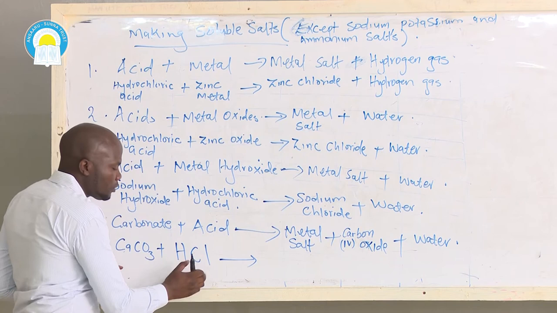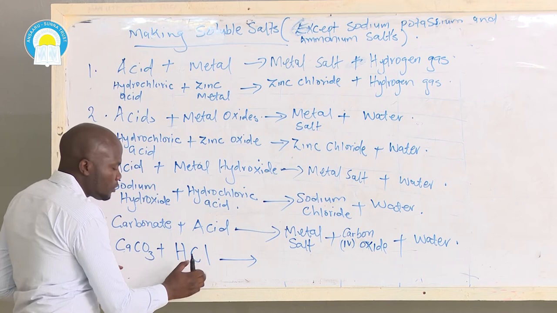So I think that is what we can say for today. Tomorrow, when we meet, we will be looking at the preparation of sodium, potassium, and ammonium salts. Remember, we have said those salts are soluble. So we will look at a suitable method that we can use in preparing these soluble salts. For example, tomorrow we can be preparing sodium chloride, sodium nitrate, sodium sulfate. Those are soluble compounds. Tomorrow we can also look at potassium nitrate, potassium chloride. Those are soluble salts.